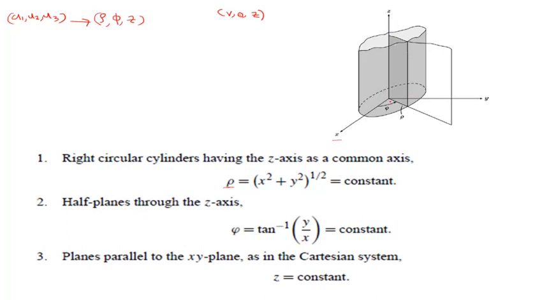Z axis unnu measure cheyina perpendicular distance aanu rho, but the letter r represents the distance from the origin. Position vector represent cheyumbodhukku nammal r use cheyum. So r is the origin distance.